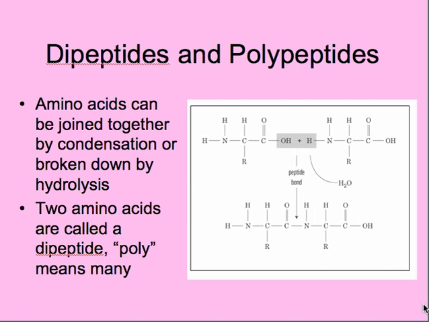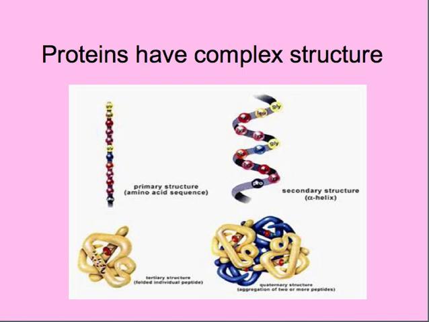So when two amino acids are joined together, this is called a dipeptide. But when many amino acids are joined together, this is called a polypeptide. And a polypeptide is pretty much just another name for a protein.